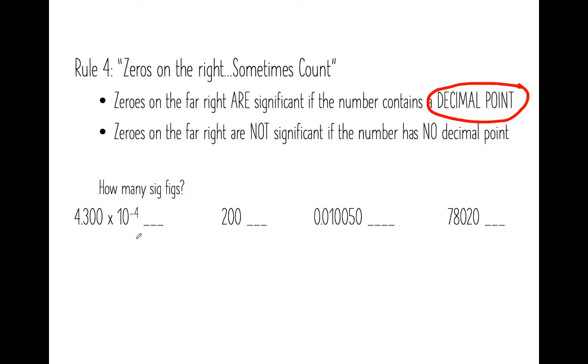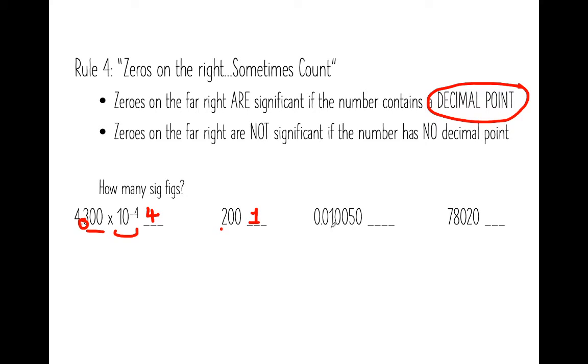So here, 4.300 times 10 to the negative 4. Remember, this is scientific notation. We never count the 10 to the negative 4. If you take a look here, 4 and 3, for sure they count. These zeros that are on the right side, now they depend. Is there a decimal in this question? For sure, there's a decimal right here, which means that these 2 count. So there's 4 significant digits. 200. Now there are zeros on the right side. However, there's no decimal place. So there's only one significant digit in this question, which is the 2.